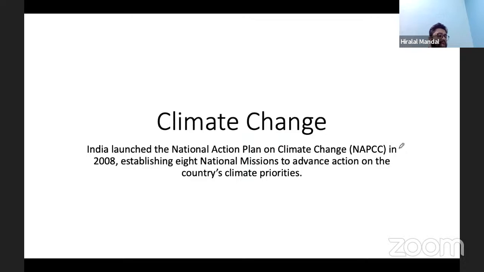Now, with regard to climate change, this is something very important. With regard to climate change, India has already adopted various plans. And as for the plan, it is already going on.